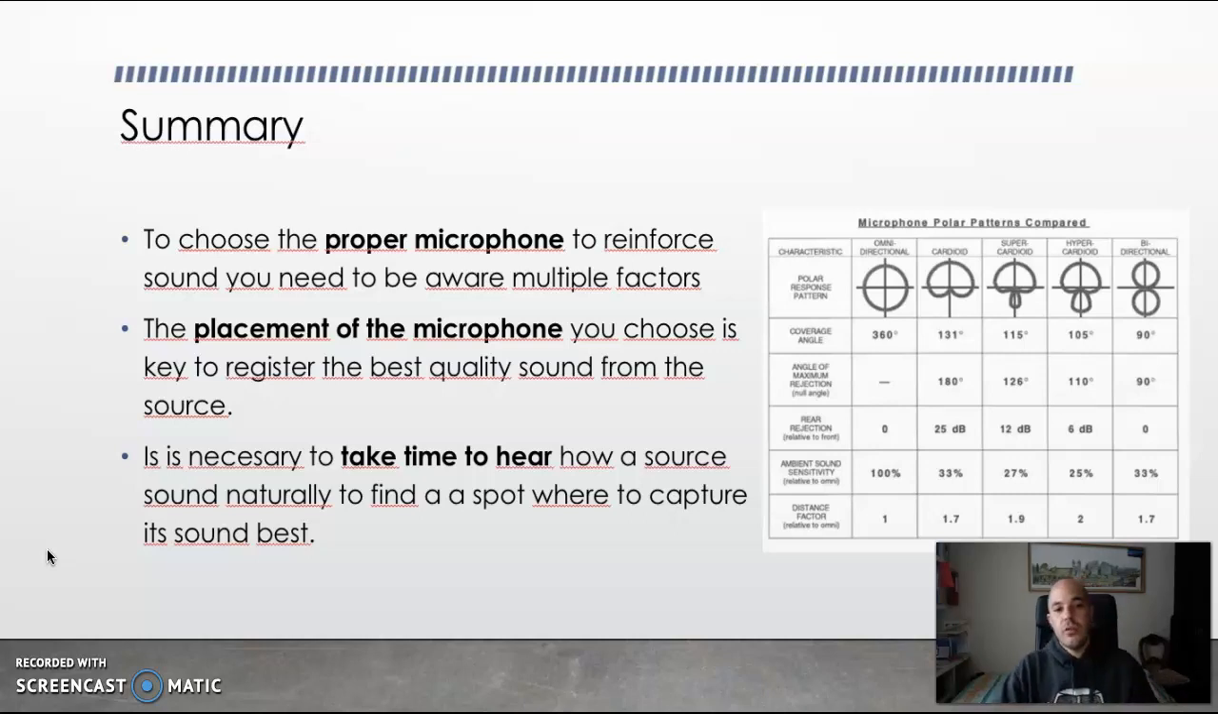The first one is to choose the proper microphone. To reinforce sound, you need to be aware of multiple factors. Another idea is that the placement of the microphone you choose is key to register the best quality of sound from the source. And the last one is that it is necessary to take time to hear how a source sounds naturally, to find a spot where to capture its sound best.